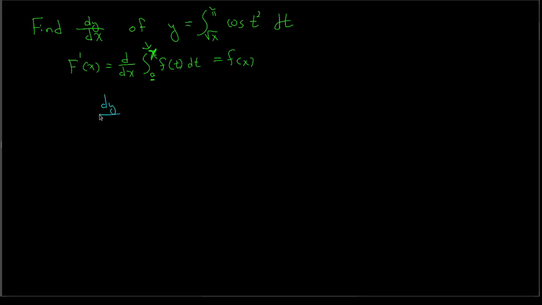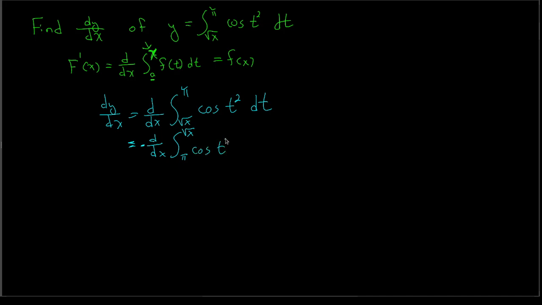So dy dx is going to be d dx of the integral from root x to pi of cosine t squared dt. And then I'm going to do d dx, and I'm going to pull a negative sign out front because I'm going to use our theorem where if we switch the order of our integration, it takes the negative of everything. And then I have to make this just a plain x, which I have in my theorem.